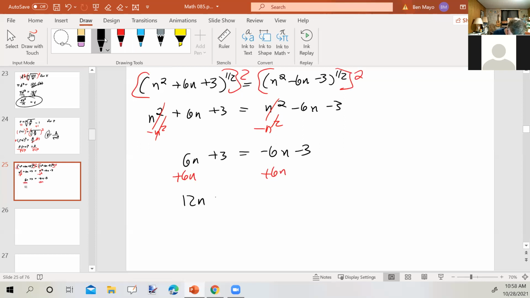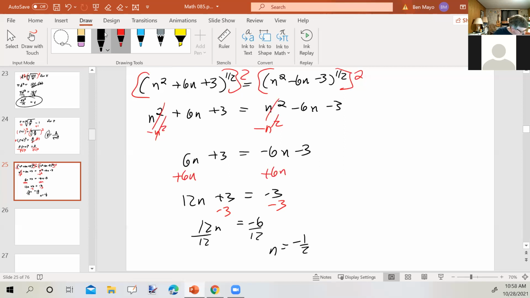So we're going to add 6n to both sides. 12n plus 3 equals negative 3. Subtract 3. 12n equals negative 6. Divide by 12. Divide by 12. N equals negative 1/2. Okay, n equals negative 1/2.